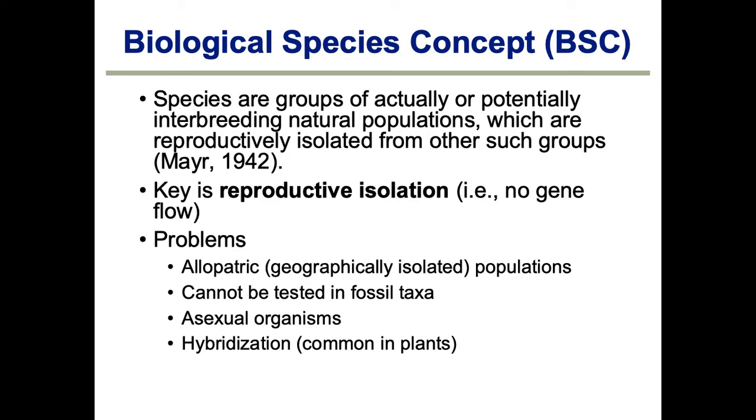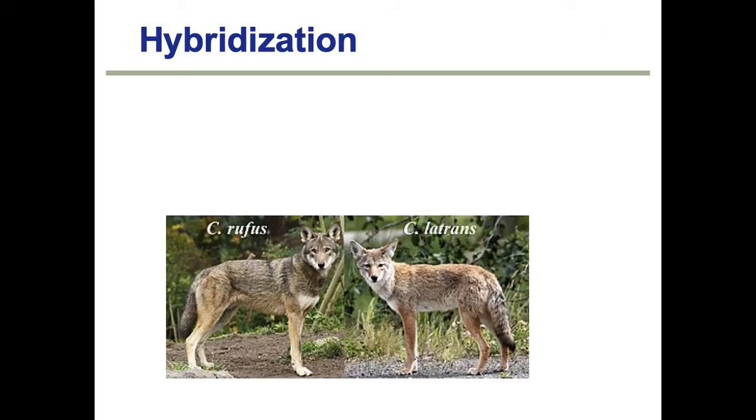So does that mean that wolves and coyotes are not different species, and that wolves and dogs are not different species? Also in plants, we see that plants that seem very different often will interbreed. And so that creates a problem for this biological species concept. So here's an example of hybridization.